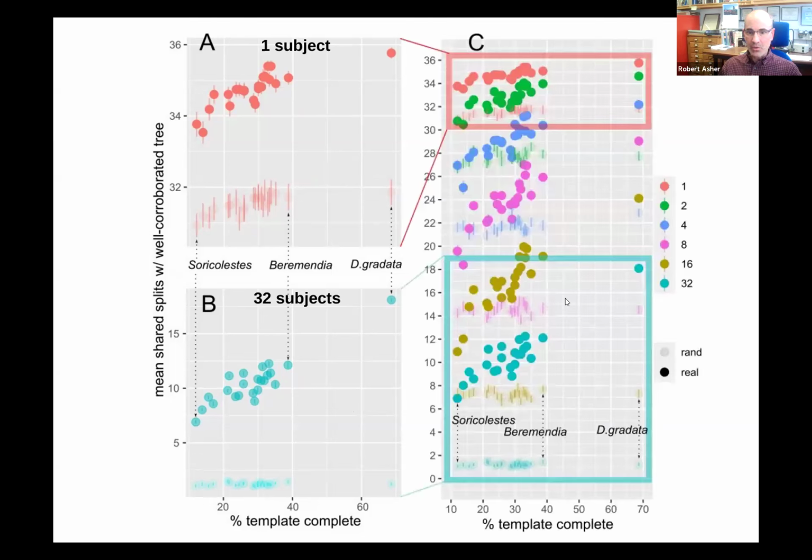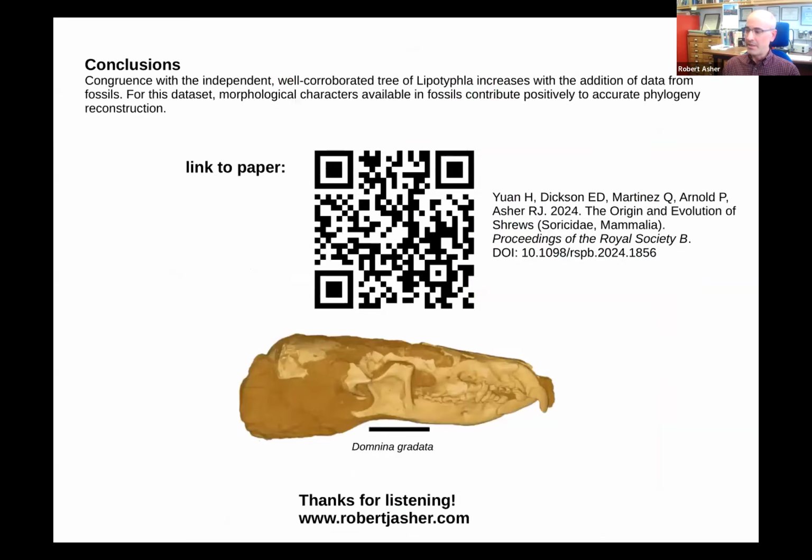Okay, so this is an even worse slide comparing the 1, 2, 4, 8, 16, 32 artificial fossils. And then you go, I think I'm just going to skip to my conclusion slide and tell everybody that the congruence with this independent, well-corroborated tree increases with the addition of data from fossils. And to read the rest, here's the QR code, and I'll thank everyone for their attention.